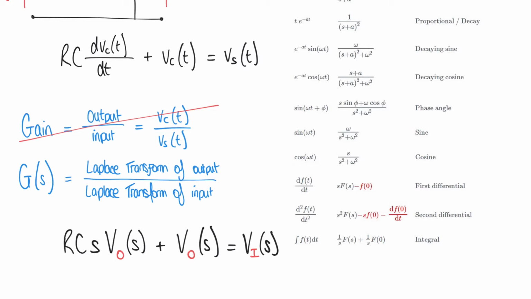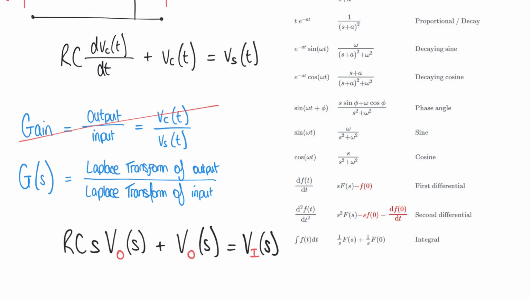Notice as well that in the S domain, we typically use capital letters for functions, whereas in the time domain, we're using small letters for functions, and that just helps to mark the difference between the time domain and the S domain as well there.